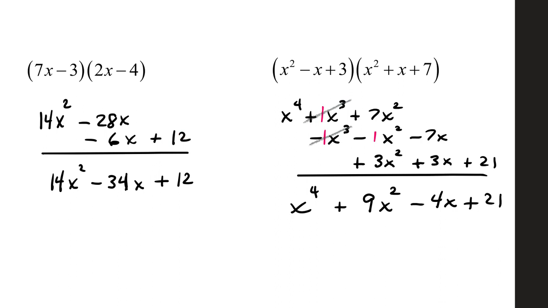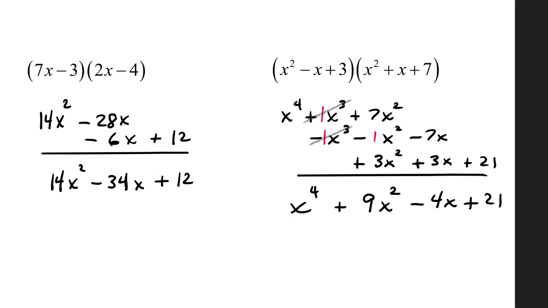Now, since the outer terms and the inner terms were both x terms, I stack those vertically. If a term doesn't have a like term, you just recopy it. But if there are like terms, then you add or subtract their coefficients as appropriate. Negative 28 minus 6, that's negative 34 of the x-type term. 12 is a constant, there's no others, so we just recopy it.